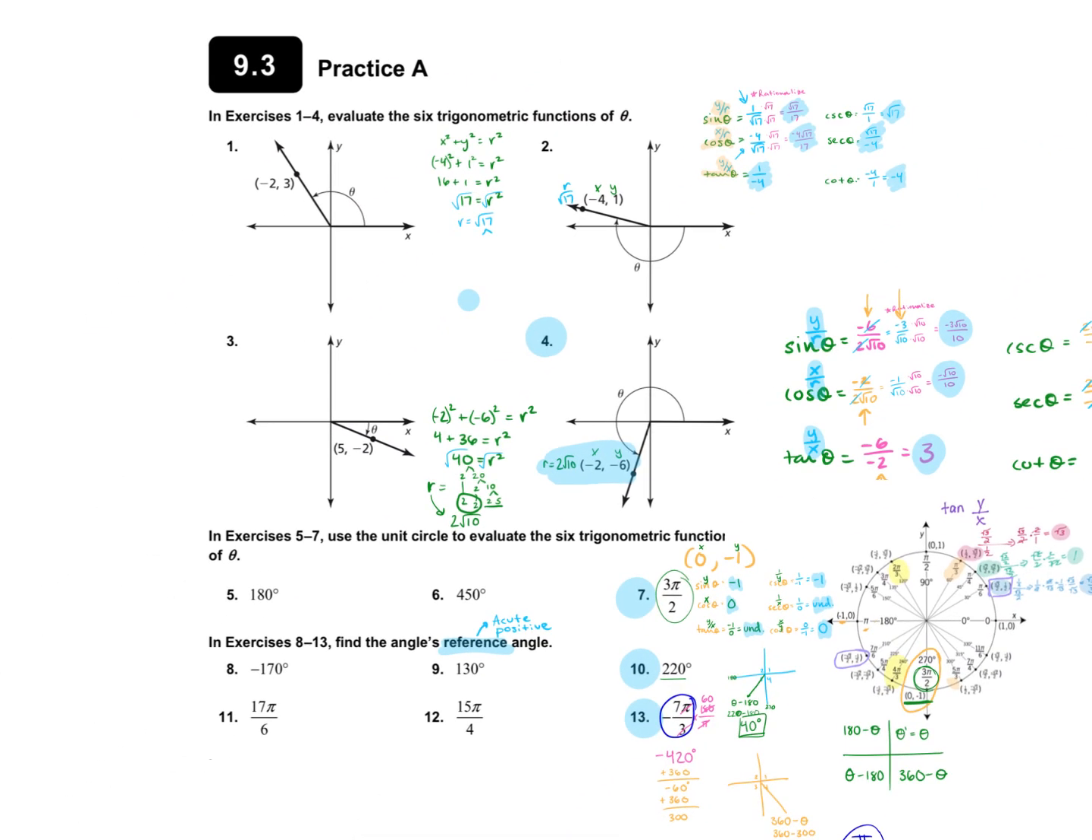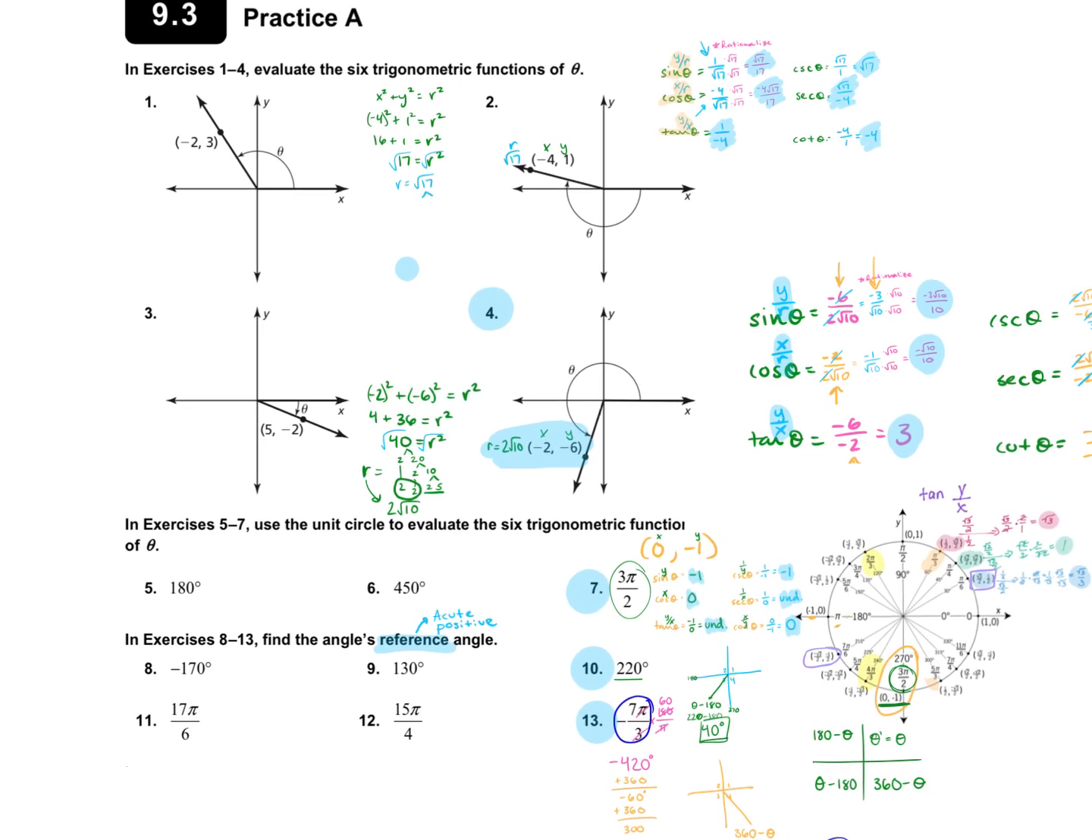All right, let's do 5. Actually, let's do 6. 6 says use the unit circle to evaluate the 6 trig functions. So I just copied and pasted a unit circle from the homework. If you want to use that for 5, 6, and 7, we're going to give you the unit circle on the quiz tomorrow. So this will be given.